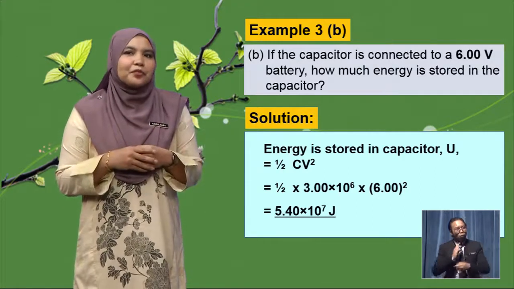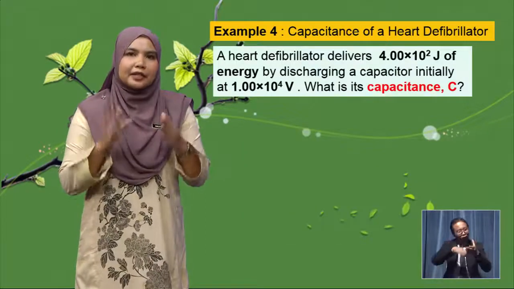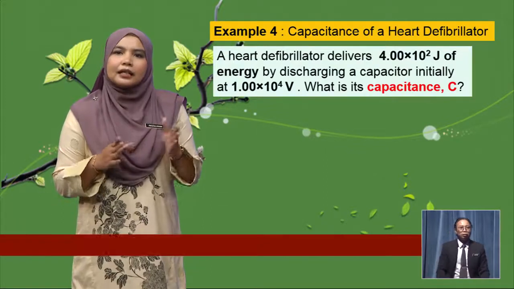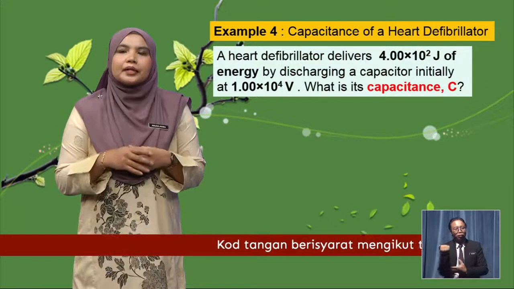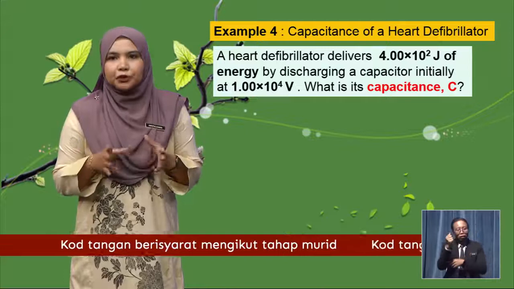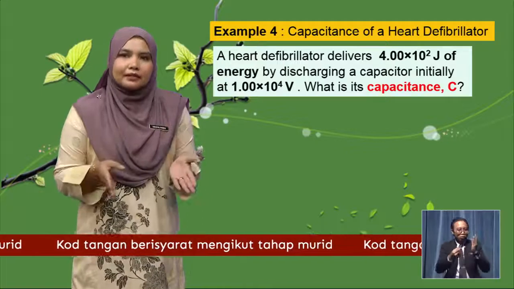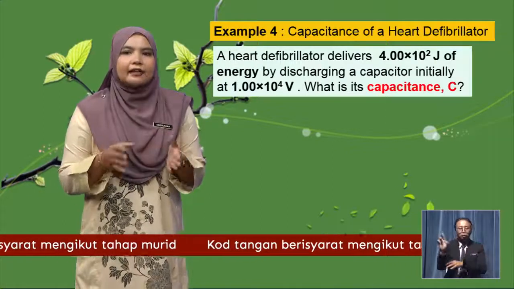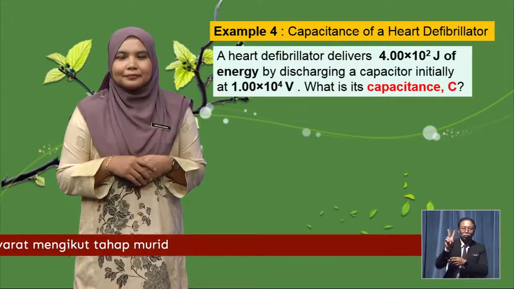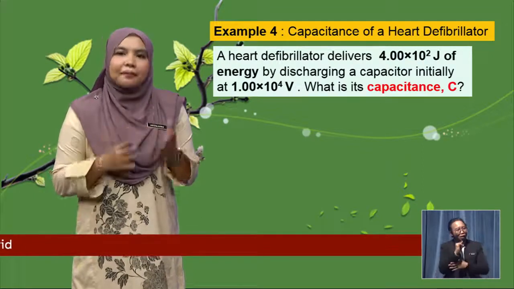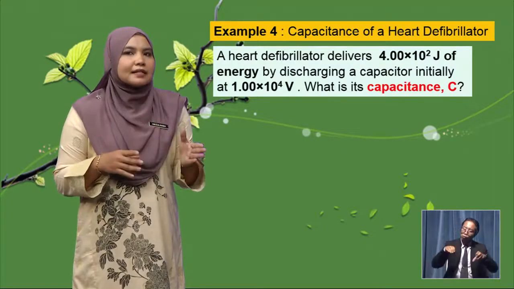Now, we will move to example 4. Capacitance of a heart defibrillator. A heart defibrillator delivers 4.00 times 10 to the power of 2 joules of energy by discharging a capacitor initially at 1.00 times 10 to the power of 4 volts. What is its capacitance? Let us try to answer the question.